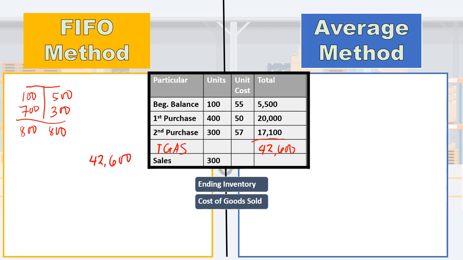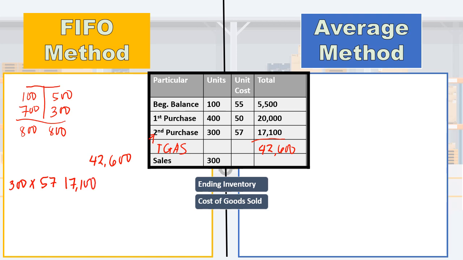So mag-start tayo dun sa last purchase, which is nangyari ng second purchase. So nag-purchase daw dun ng 300 units. Kuhain lang natin yung unit cost nun, which is 57. So magkano po yun? So 57 times 300, so ang lalabas doon ay 17,100.